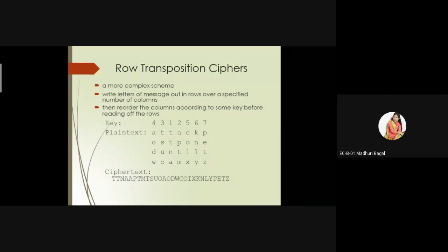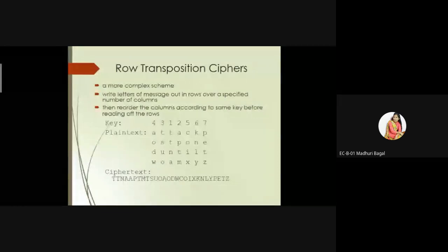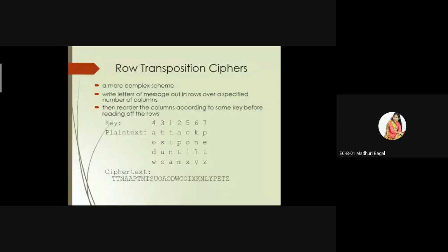Yes, sir. Okay. I'll give one plain text. So you can tell me the corresponding ciphertext for this particular plain text by using the row transposition cipher. So everyone write the plain text. I'll give a simple plain text. So you can tell me the corresponding ciphertext for that particular plain text.